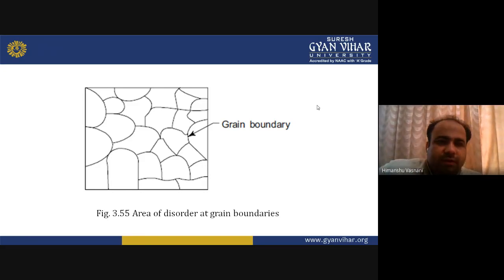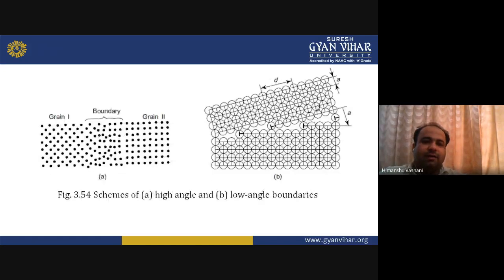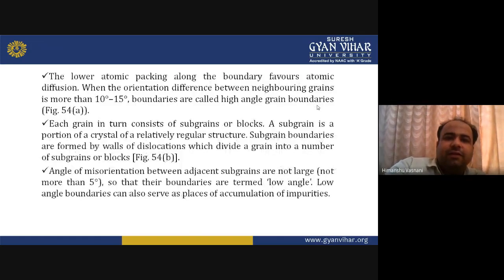Let's go further. The lower atomic packing along the boundary favors atomic distribution when the orientation difference between neighboring grains is more than 10 to 15 degrees. Such boundaries are called high angle grain boundaries, as I showed you in the diagram. When the orientation difference between the neighboring grains is more than 10 to 15 degrees, boundaries are called high angle grain boundaries.